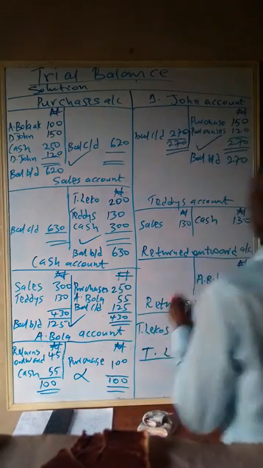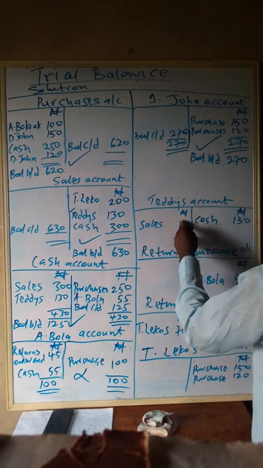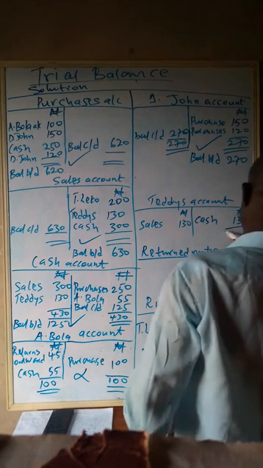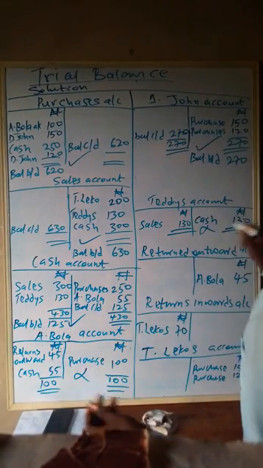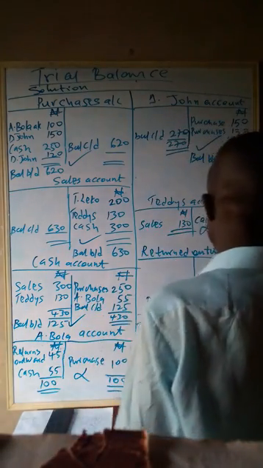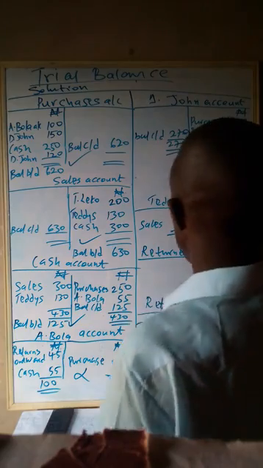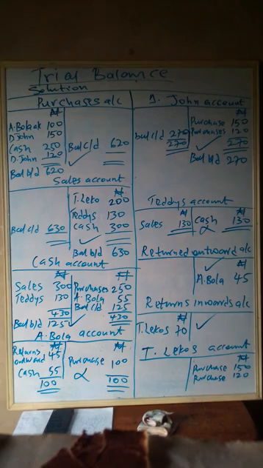This account, we sold goods for 130 and he paid cash 130. So the account has balanced itself. So it's not going to trial balance. Return outward is going to trial balance. It doesn't have any balance CD or balance BD. So it's going to trial balance.